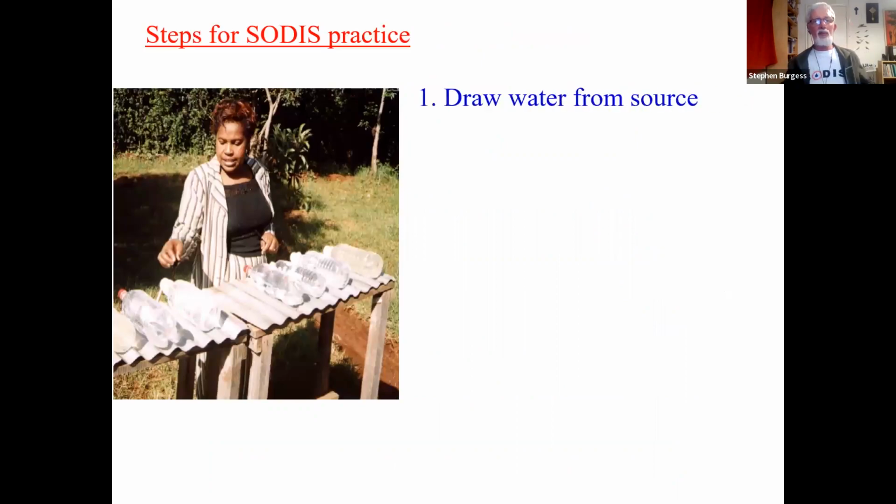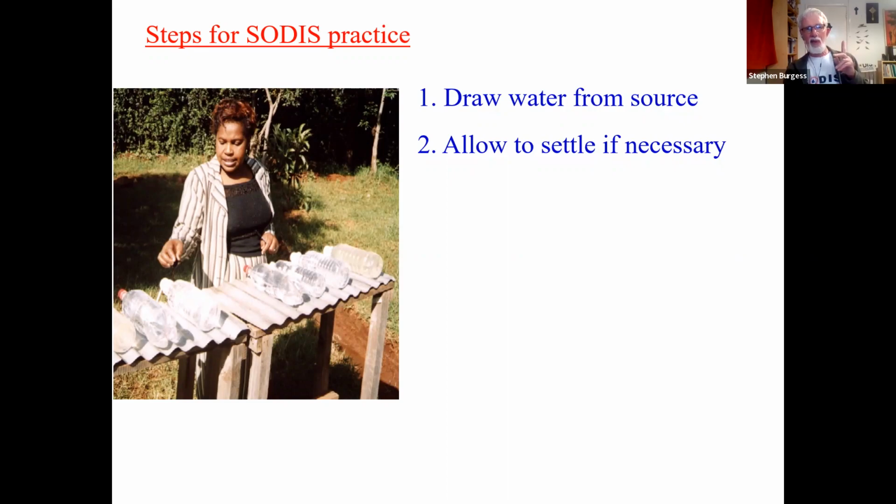So the steps for SODIS in practice are, if you're a household, draw water from the source, allow the water to settle if necessary. Sometimes the water you might collect will be cloudy or turbid. It's recommended that water should have a turbidity of less than 30 NTU, nephelometric turbidity units. So if it is very cloudy, SODIS doesn't work well. You have to allow the water to settle, or you can even filter it through a cloth or something to get rid of the dirt in the water.